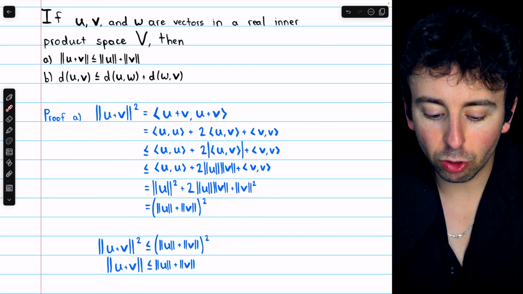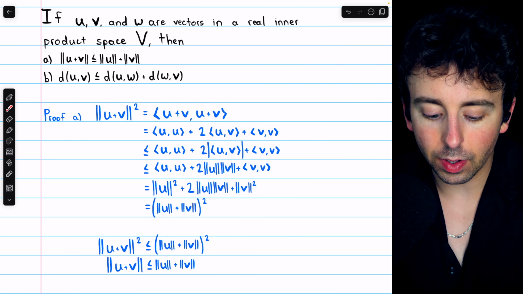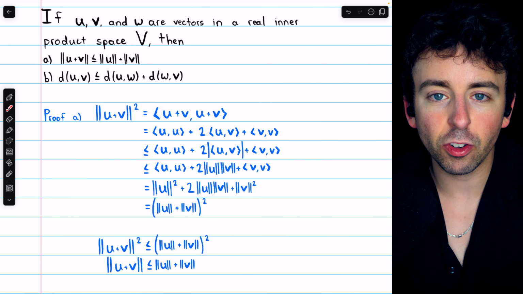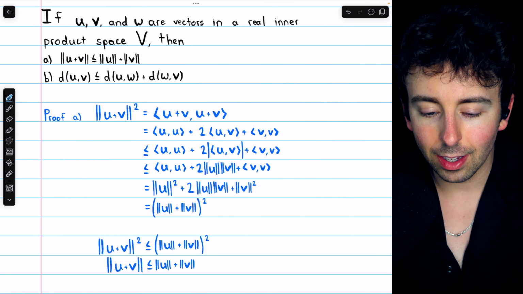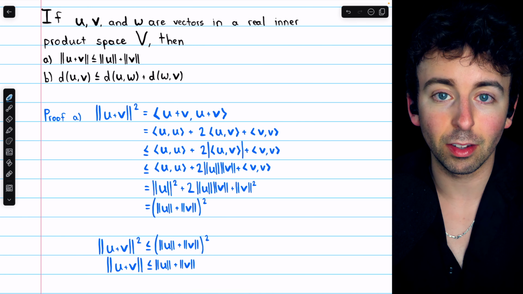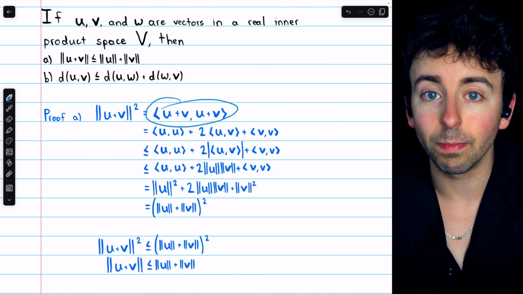We'll begin by squaring that quantity on the left. The norm of u plus v squared, by definition, is just the inner product of u plus v with u plus v, since the norm of u plus v is the square root of this inner product. So if we square it, we just get the inner product.